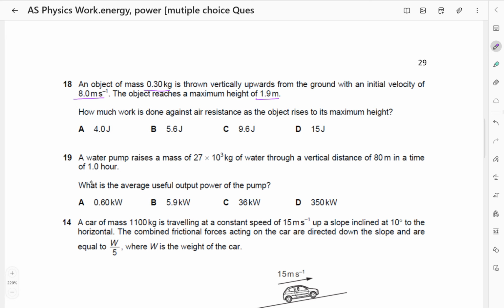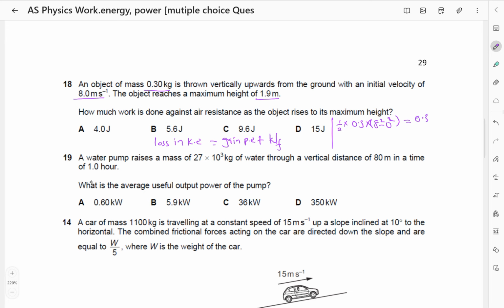So I'll use conservation of energy. The loss in kinetic energy, because it will be losing kinetic energy, it will be gaining potential energy, and some work is going to be done against friction. I'll quote WF. So I want to find the work done against friction. So loss in kinetic energy will be a half times the mass, which is 0.3, times V, which is 8 squared, of course, minus 0 squared. At the highest point, V becomes 0. This should be equal to the gain in potential energy, which is mgh.